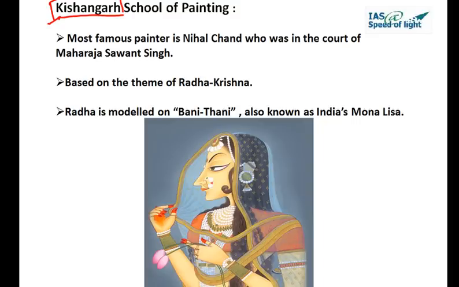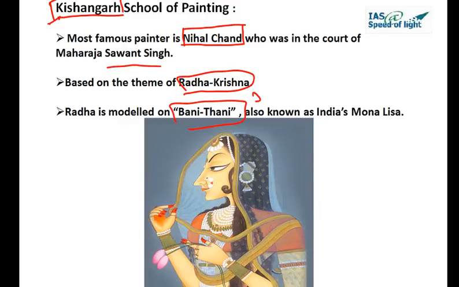Important things which we need to remember about the Kishangarh school of painting is one name, Nihal Chand, who was in the court of Maharaja Sawant Singh. These paintings were based on the theme of Radha Krishna. And in these paintings, Radha is modeled on Bani Thani. Very important term to remember. And this is also known as India's Mona Lisa.